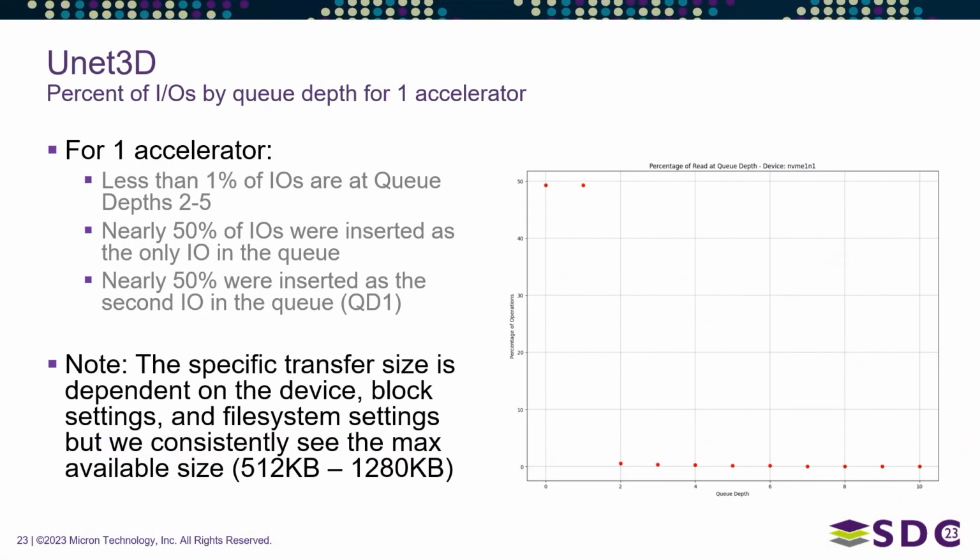So this is a different view of the queue depth, and it actually shows by percentage how many transactions are ever at a specific queue depth. So close to 50% are actually at QD0, which means it's the initial transaction on the queue. And then almost another 50% are at QD1, which means it's the second transaction on the queue. And even though it gets up to 10, a very small percentage of the transactions actually are at that high queue depth. So with a single accelerator, the drive is idle a lot of the time. It's almost always waiting for a transaction.